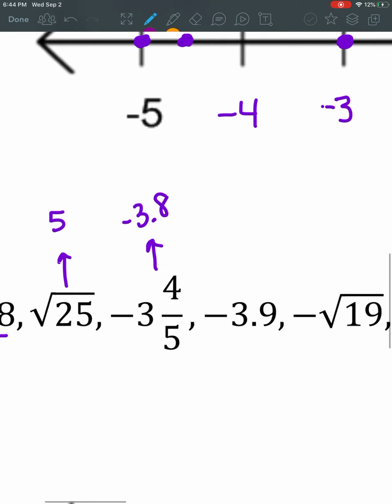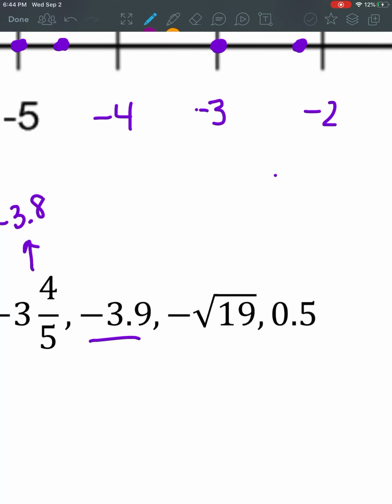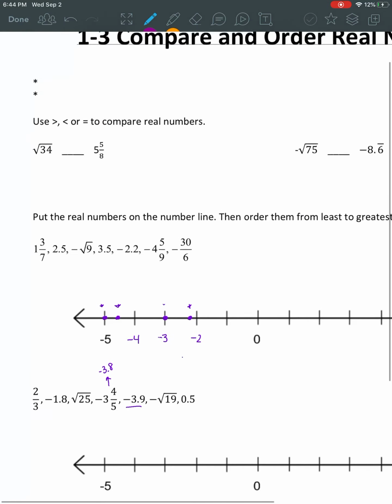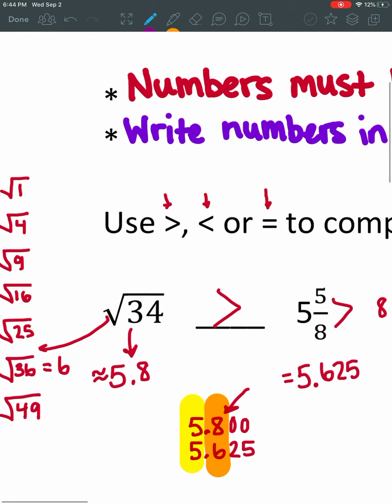Negative 3 and 4/5. 4/5 is 0.8, so negative 3.8. Negative 3.9 is already a decimal. Negative square root of 19. So let's come up here to that list we made in the beginning. The square root of 19 is going to go somewhere in between here.